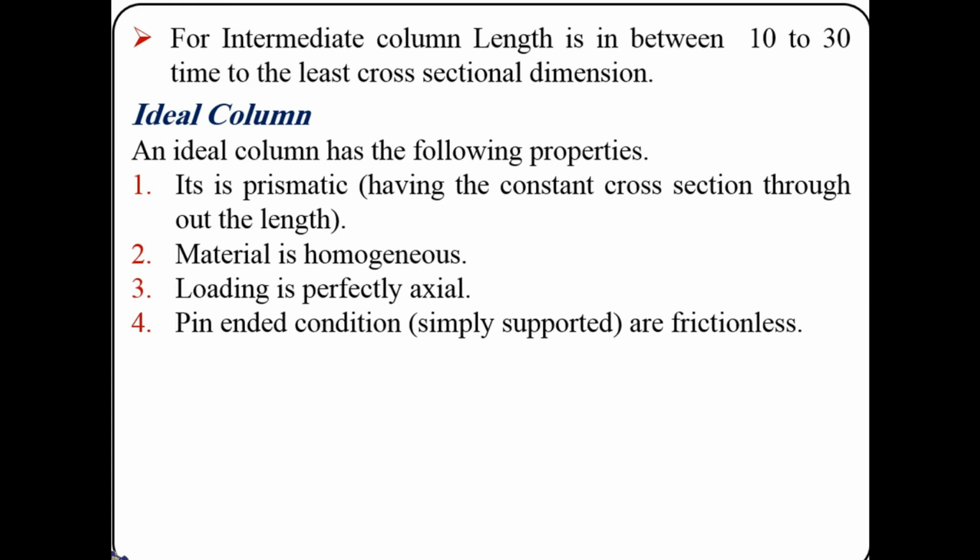Actually, real column or ideal column. Ideally, when we are deriving some equation or formula, we have to consider certain assumptions. So what are the different assumptions for the ideal column? Number one is that it is prismatic, having a constant cross section throughout the length. It means that the cross section is constant throughout the length.